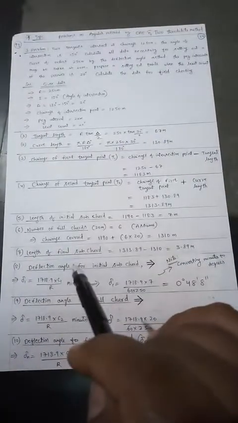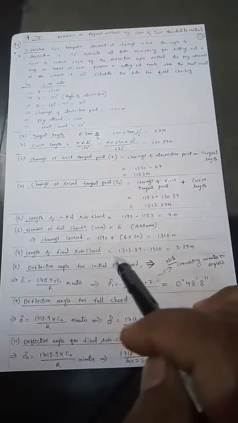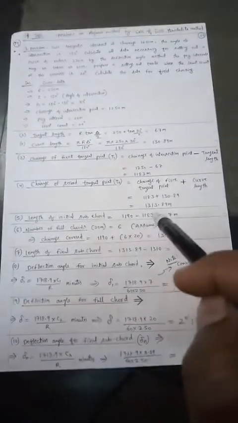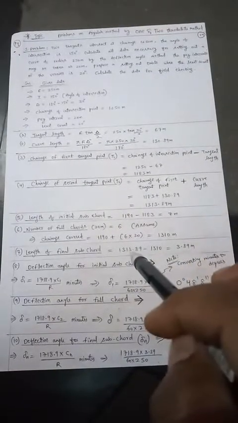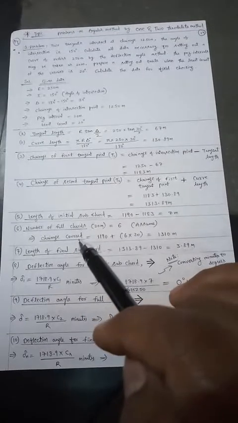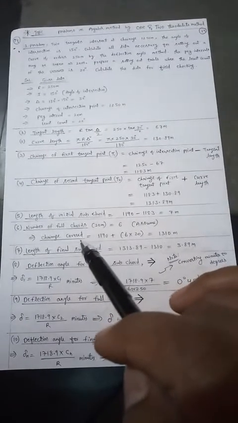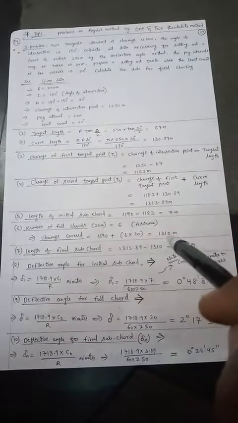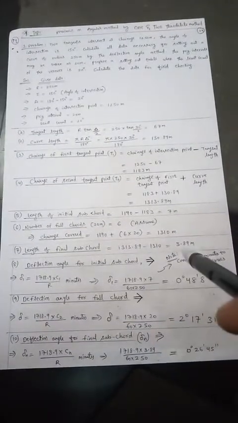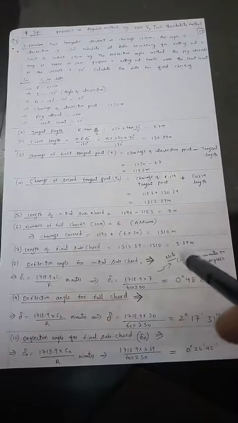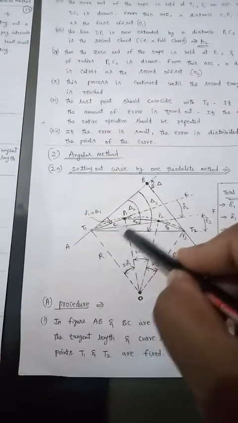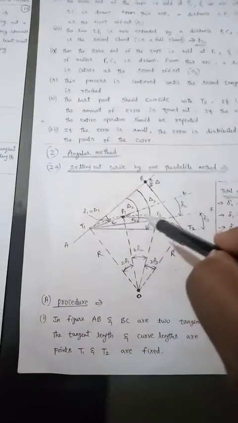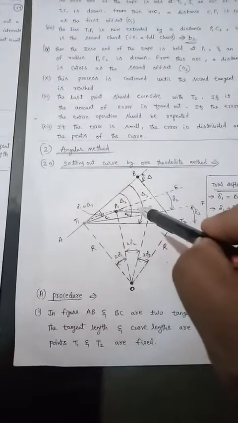Next, length of final subchord. So what is the length of the second tangent point? It is 1313.89. You have to put it here. Next, the total chainage covered is this much, so you have to remove this. We'll get 3.89 meters. That is the length of the final subchord. So finally we have calculated the initial subchord, final subchord, and the in-between intermediate chord length.